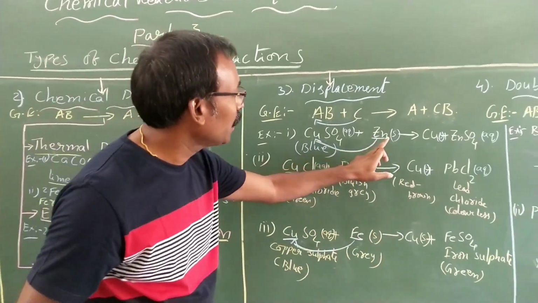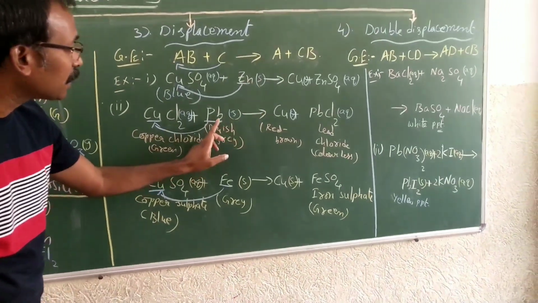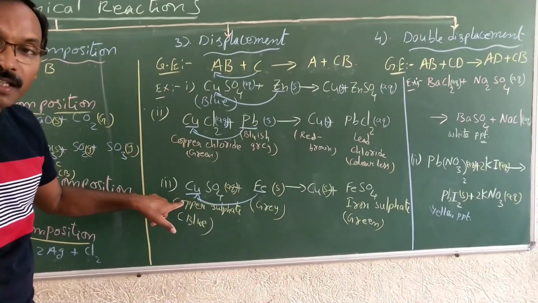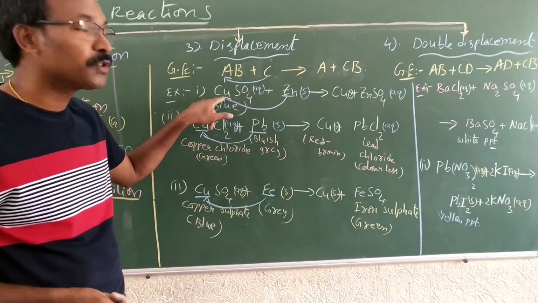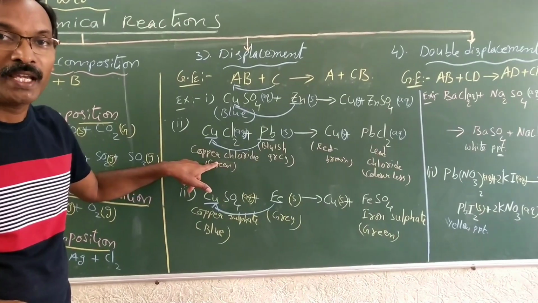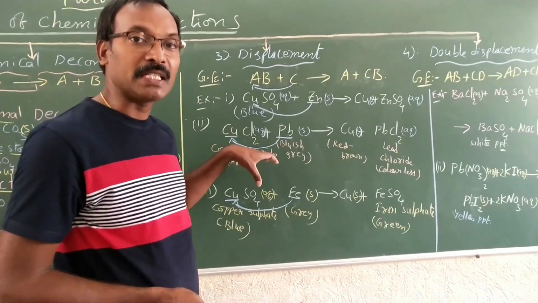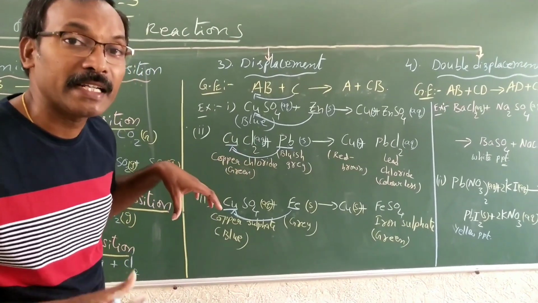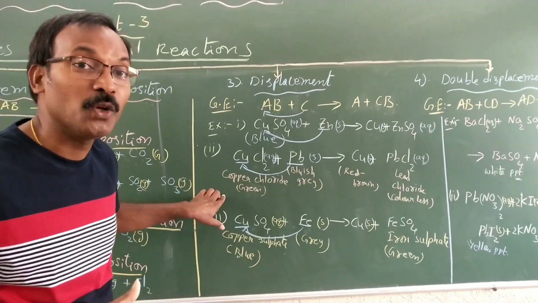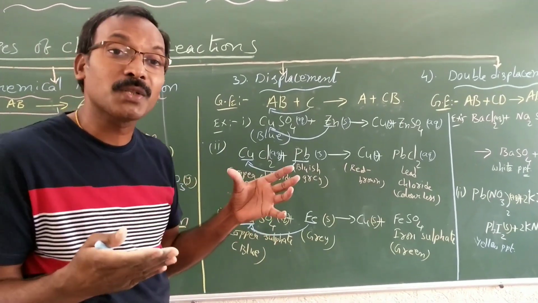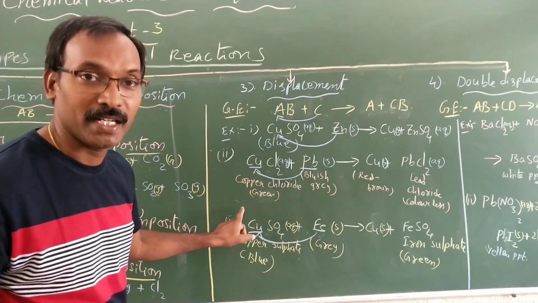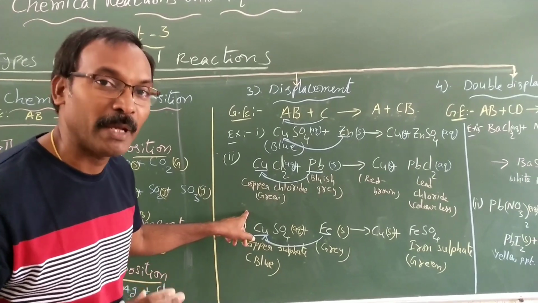So here also, these elements, this zinc or this lead or this iron, are more reactive than the copper. That's why these will displace the copper from its compounds. And this is nothing but the reactivity series. To make the reactivity series easy to understand, at the end of this topic I will explain how to remember which is more reactive and which is less reactive, with the help of a small mnemonic. At the end of this chapter I will be explaining it.